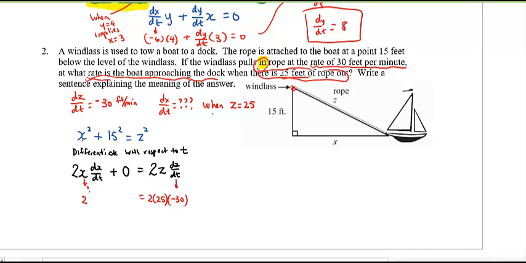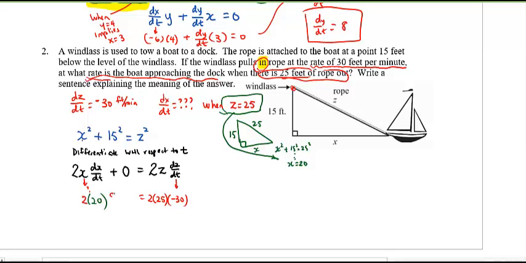Well, we kind of do. It says when z equals 25. So when z equals 25, what does the actual picture look like at that moment in time? Well, here we go. Here's your right angle triangle, and you can solve for x in this case. So x squared plus 15 squared equals 25 squared. I'll tell you that x must be 20. So at this moment in time, when I said z equals 25, it also implies that x equals 20. And let me put that here, and now I should be able to solve for dx/dt.